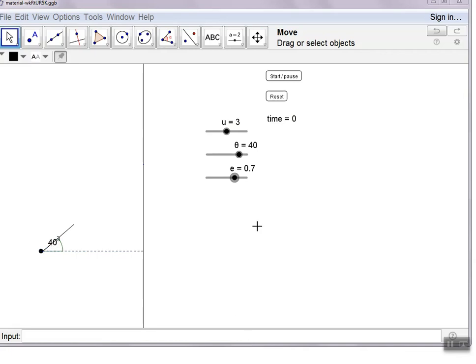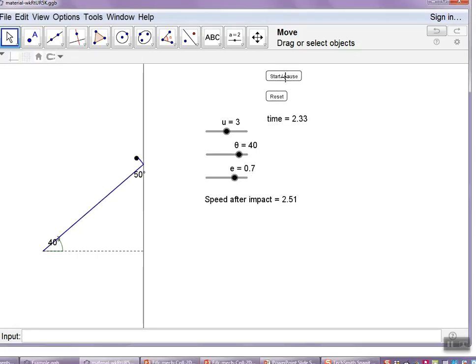In order to demonstrate this, there's a little GeoGebra file, and it's really worth having a look at and trying to change U, theta and E. If we look at this example where we've got an angle of 40 degrees, an initial speed of 3 meters per second and a coefficient of restitution 0.7, we can see that the speed after impact is 2.51. Now we know that the speed parallel to the plane doesn't change, so what's being affected is the speed perpendicular to the plane, and we'll look at an example of that.